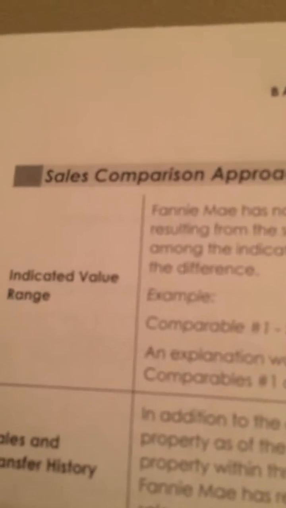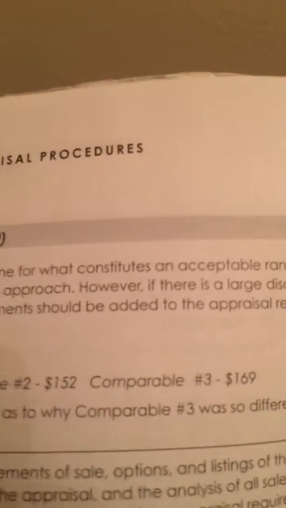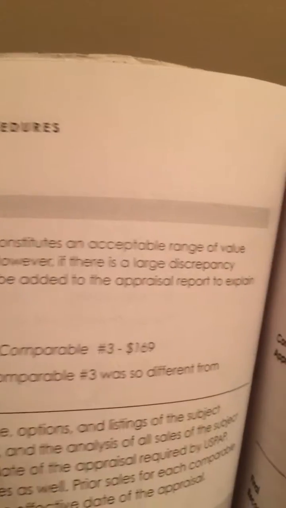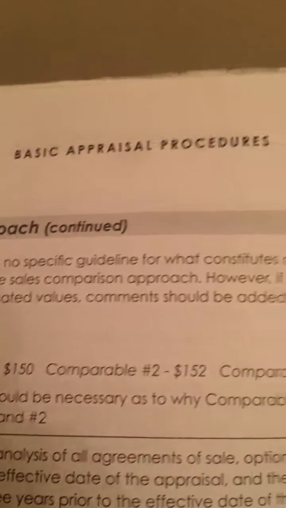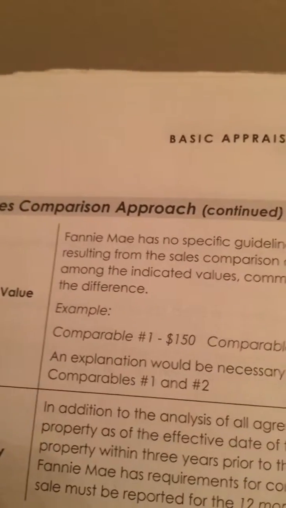Basic Appraisal Procedures, page 136. Sales Comparison Approach, continued. Indicated Value Range. Fannie Mae has no specific guideline for what constitutes an acceptable range of value resulting from the sales comparison approach. However, if there is a large discrepancy among the indicated values, comments should be added to the appraisal report to explain the difference.